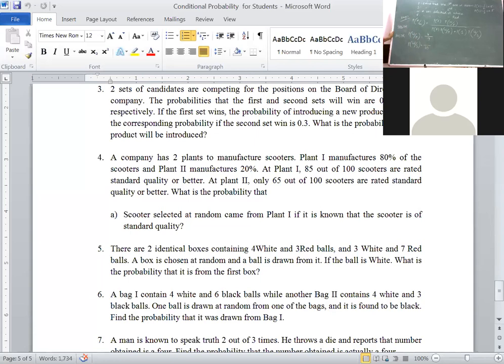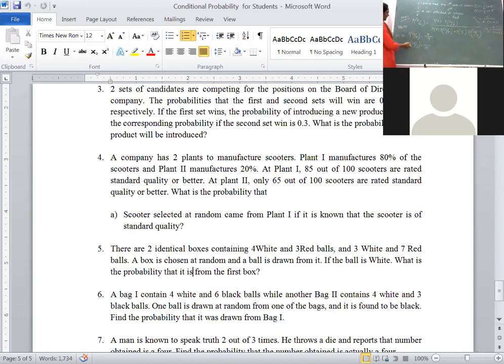Does anybody know the formula of NCR? N factorial upon R factorial into N minus R factorial. What is permutation? Permutation is arranging the objects. Combination is selecting the objects. The permutation formula is N factorial upon N minus R factorial.